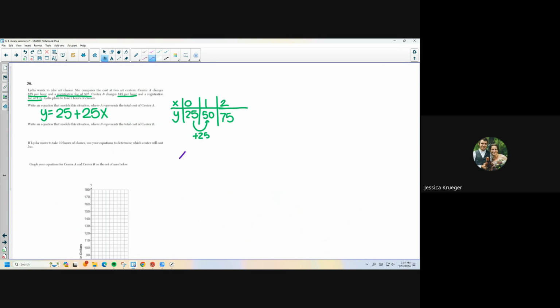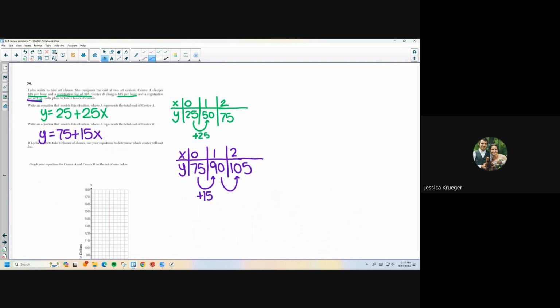Write an equation that models B. So again, I'm going to be very careful here. If she does not go to any classes, she's still going to have to pay $75 when she registers. And then it's going to be an additional $15 an hour. So my equation for center B would be 75 plus 15x.